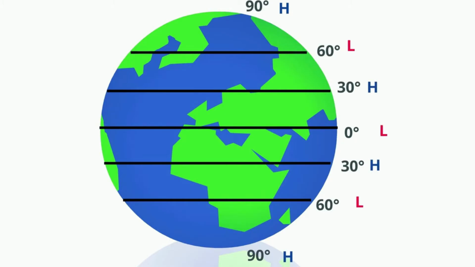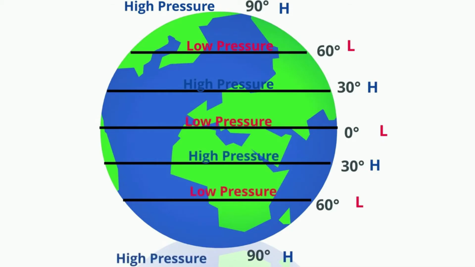At 90 degrees, the air is very cold and dense and creates a high pressure system. At 60 degrees, the air is warmer, resulting in a low pressure system. At 30 degrees, the air is cooler than it is at the equator, creating a high pressure system. It is very hot at the equator, and the warm air creates a low pressure area once again. Notice the alternation between high pressure and low pressure areas. Every 30 degrees witnesses a pressure change.